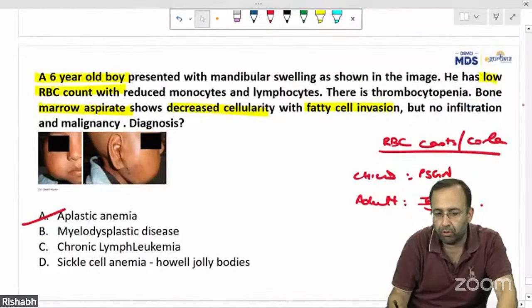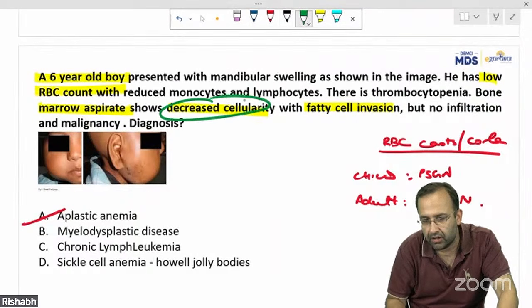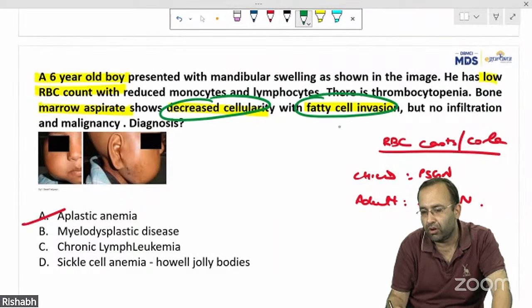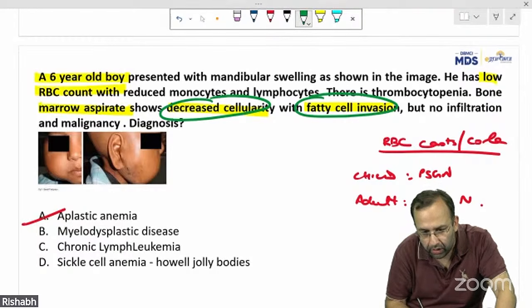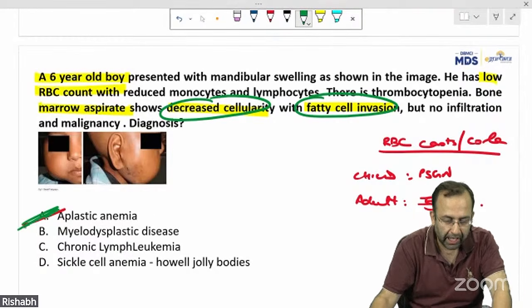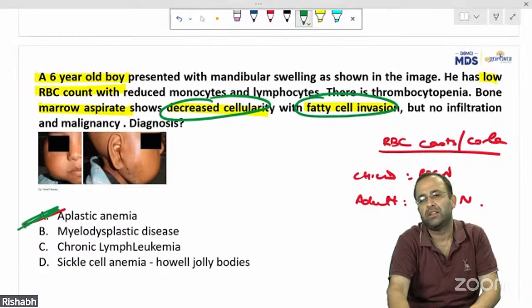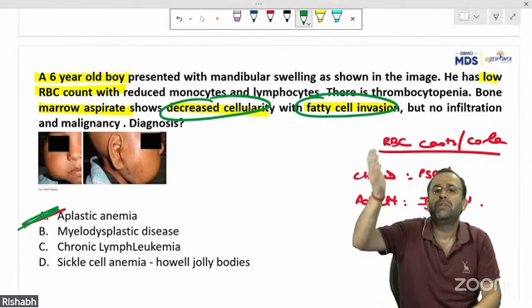This one. Bone marrow aspirate shows decreased cellularity with fatty cell invasion. All this fatty cell invasion is a feature of aplastic anemia. All this is aplastic. MDS is a hypercellular marrow.